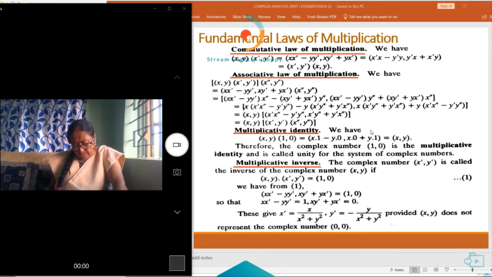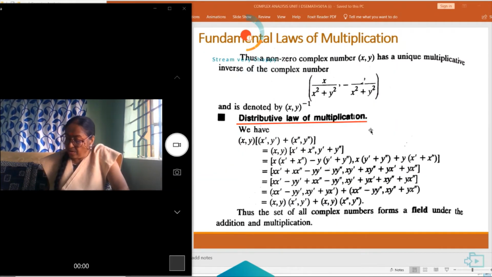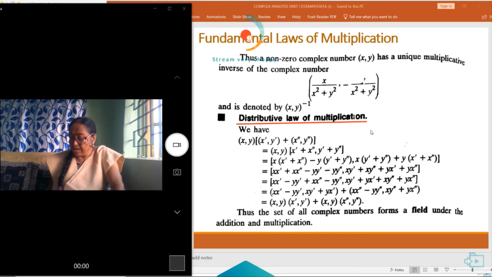This holds provided (x, y) does not represent the complex number (0, 0). Thus, a non-zero complex number (x, y) has a unique multiplicative inverse, that is (x/(x² + y²), −y/(x² + y²)), and it is denoted by (x, y) inverse.